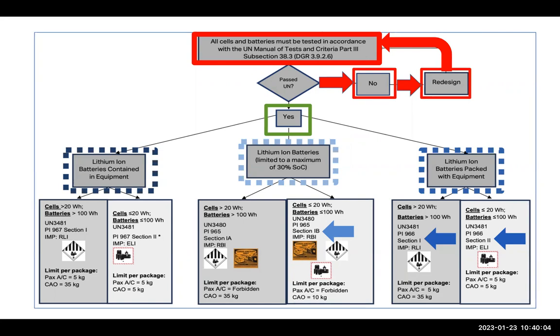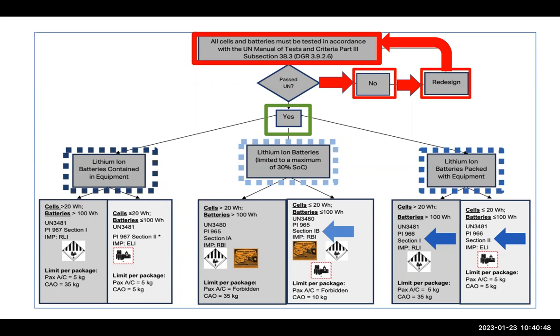These are forbidden on a passenger aircraft. Loose batteries, standalone batteries are forbidden on passenger aircraft. They can only be shipped on cargo aircraft. So for section 1B, the maximum permitted net quantity is 10 kilograms. If your battery has exceeded 10 kilograms, then you're going to ship it as section 1A. If your battery has exceeded 100 watt-hour rating, you're going to ship it as section 1A. If your cell has exceeded 20 watt-hour rating, you're going to ship it as section 1A.